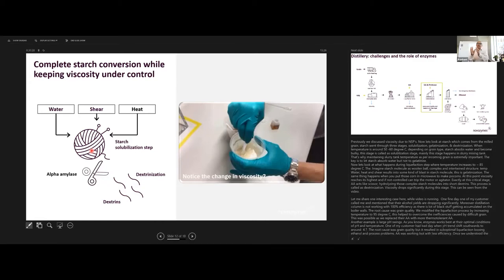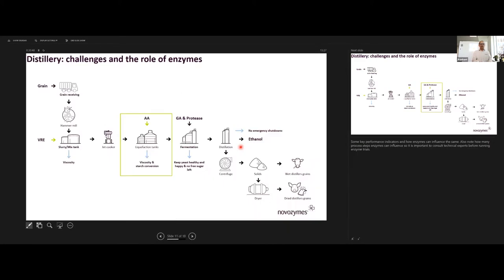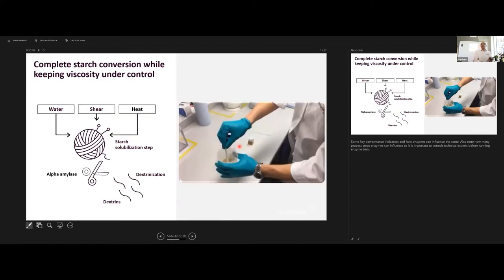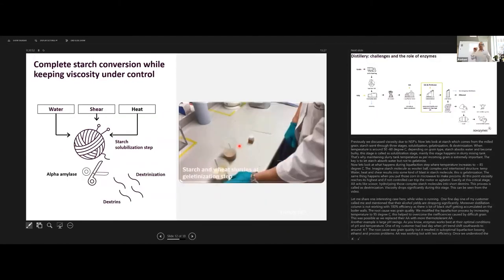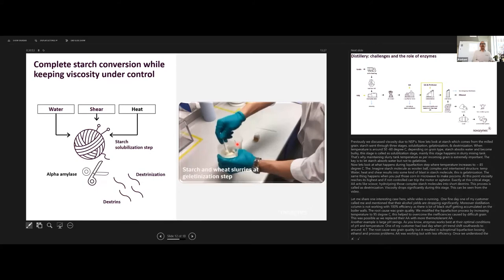And what is happening then, if you are a little bit nerdy and you look at the left side? It is working like a scissor. It is cutting this woolen ball, the starch molecule, into small pieces of dextrin. And that is exactly what is happening here, the viscosity is dropping substantially. So this is exactly where the viscosity drops.